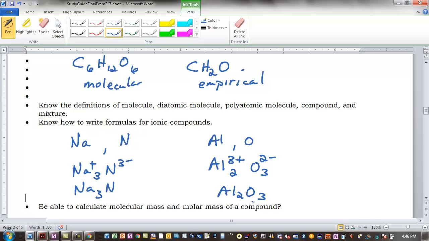Yes? A diatomic molecule, like O2. I don't think there's anything that tests you on definitions that I can remember. Okay, all right, next one.